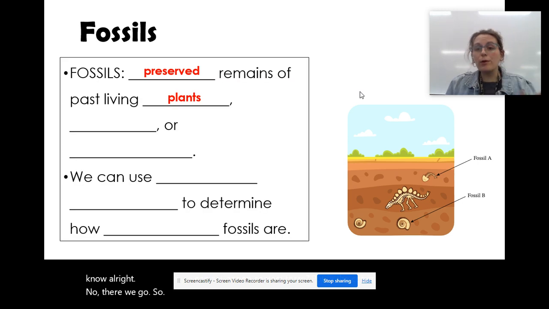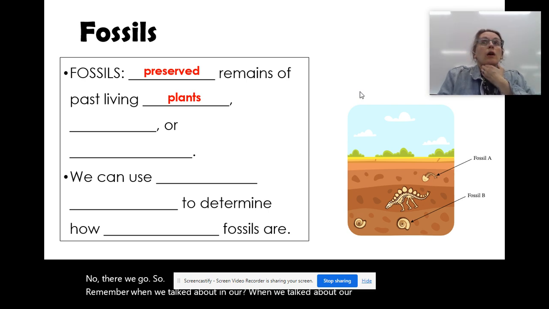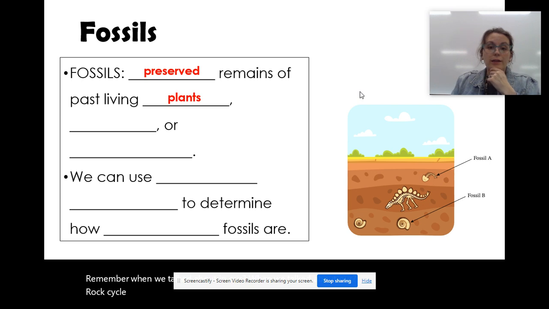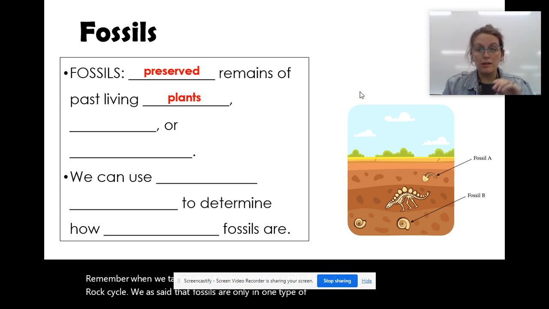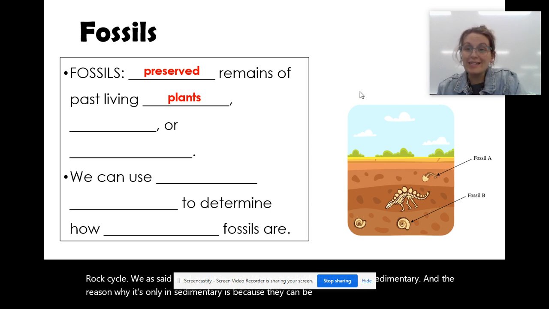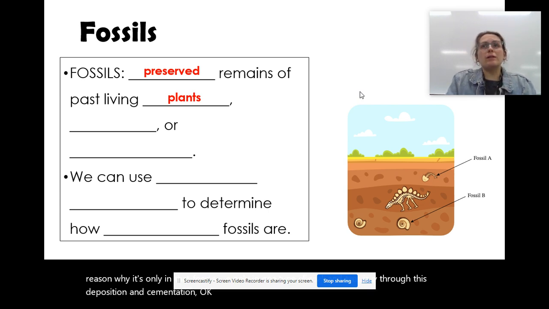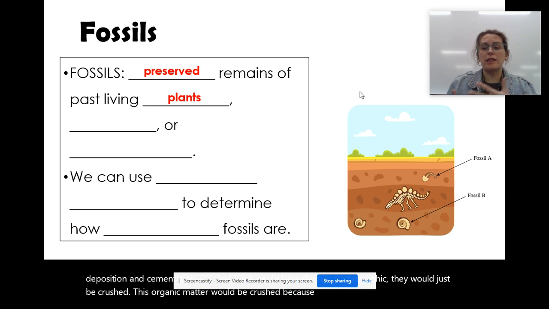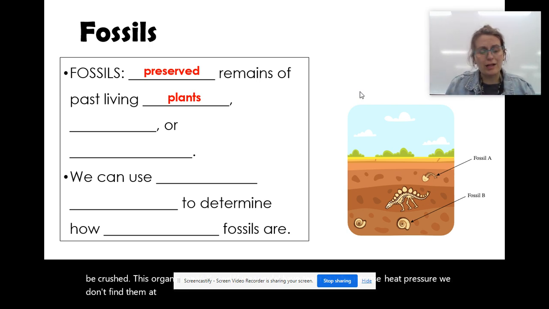So remember when we talked about our rock cycle, we said that fossils are only in one type of rock, and that is sedimentary. And the reason why it's only in sedimentary is because they can be preserved easily through this deposition and cementation. Okay. And if we had them in metamorphic, they would just be crushed. This organic matter would be crushed because of all the intense heat and pressure. We don't find them in igneous rocks either because they have to be melted down. So we would lose all of this organic matter.